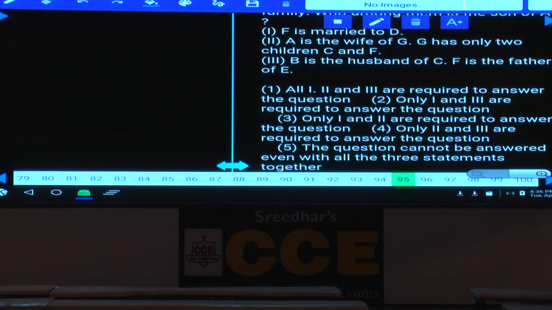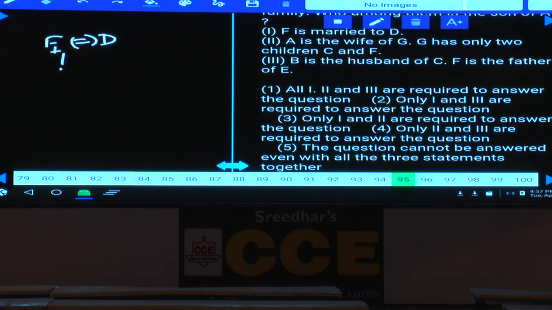Then choice 2, 1 and 3. In 1 and 3, if you combine here, F is married to D. F and D are a married couple. And condition number 3, B is the husband of C, F is the father of E.